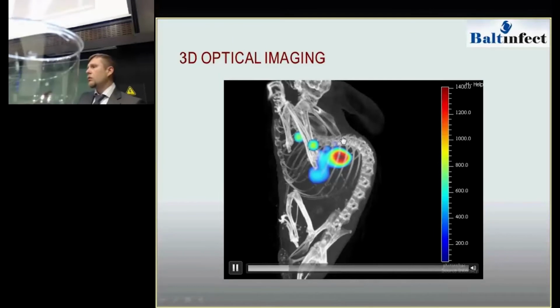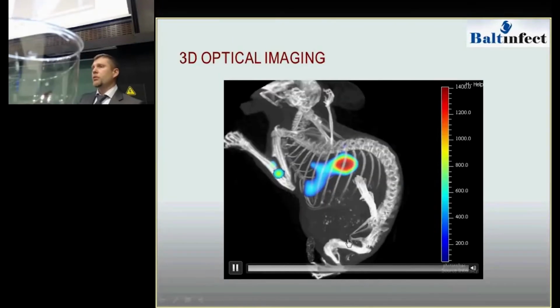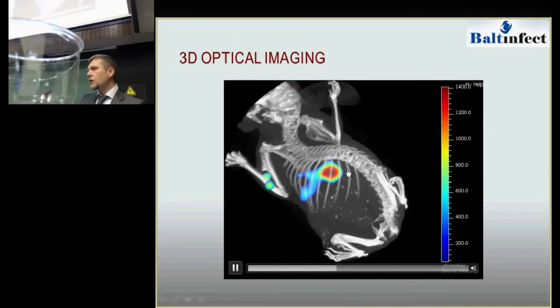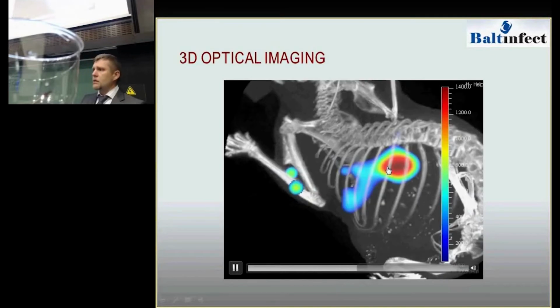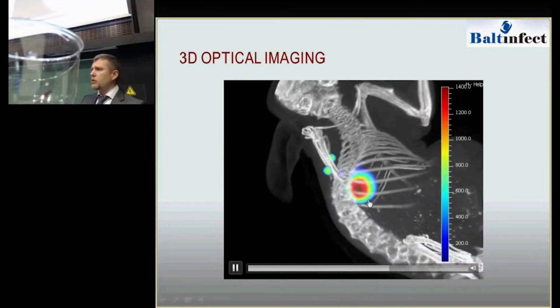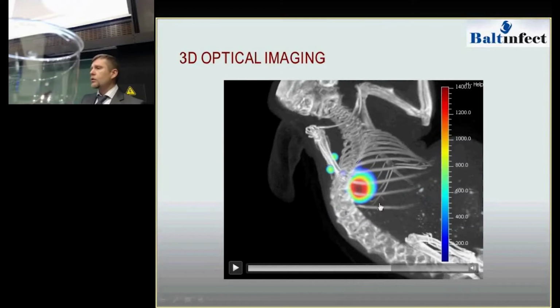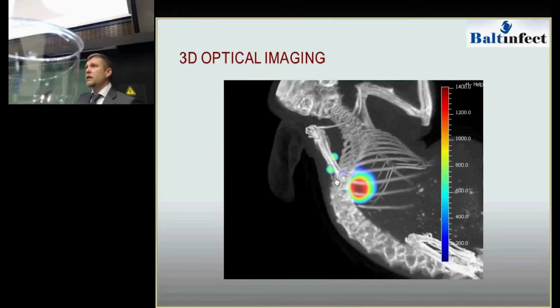One more mouse with rejected primary focus, and you can see metastasis in the lung. It's rather big metastasis. And of course, we could verify such big metastases using MRI. But these two small metastases we can't see via MRI. So this method is better than MRI, even 7 Tesla MRI.